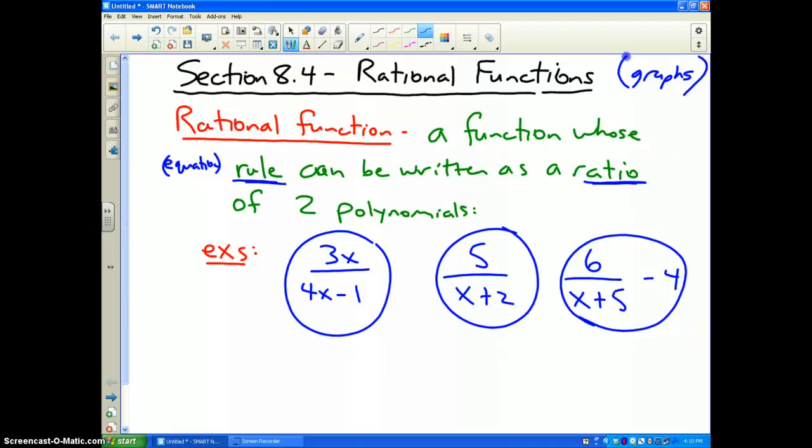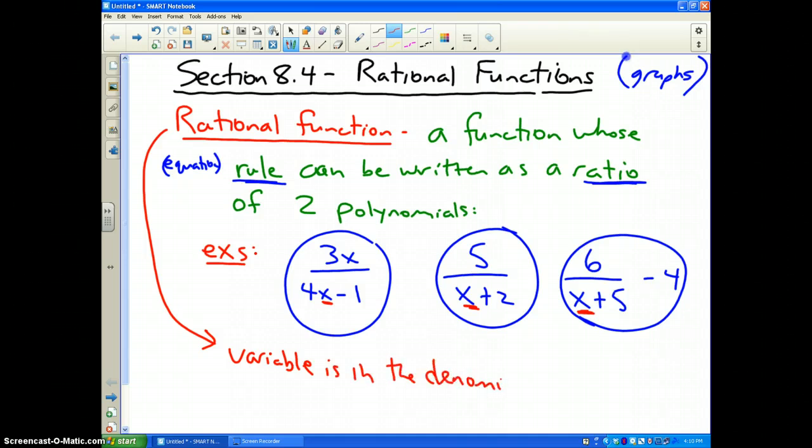Anytime you have a polynomial in the numerator and denominator, it would be rational. And especially when you have the x in the denominator. I'm also going to add that in a rational function, the variable is in the denominator. Good.